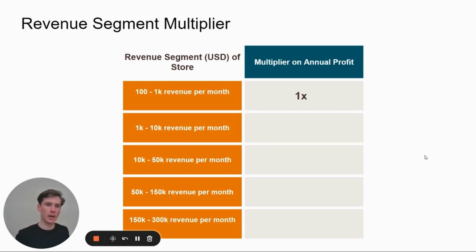If you're making between 100 to 1K in revenue per month, just start with a 1x net profit multiple. 1.2x if you're making between 1 to 10K revenue per month, and so on and so forth. So 1.5x if you're making between 10 and 50K, 2x if you're making between 50 and 150K, and then finally 3x if you're making 150 to 300K.